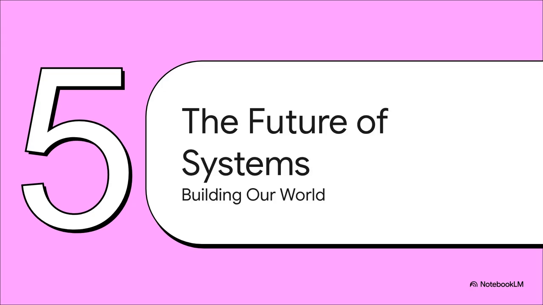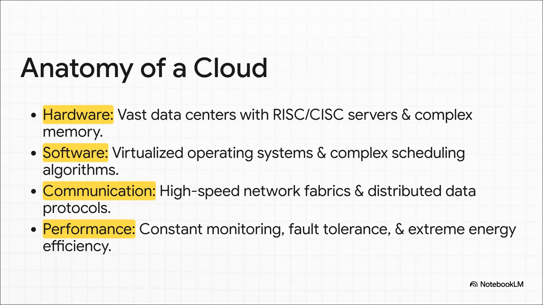So let's put it all together. How do these 4 pillars actually combine to build the tech that we use every single day? Let's take a look at a modern example. Just think about any cloud service you use, online storage, a streaming app, whatever. It's a perfect example. It's built on the hardware of massive data centers. It's managed by the software of virtualized operating systems. It depends on communication to send data all over the world. And it absolutely requires that 4th pillar of performance and reliability to be fast, to be secure, and to be energy efficient. You see, it's all 4 pillars working together perfectly.